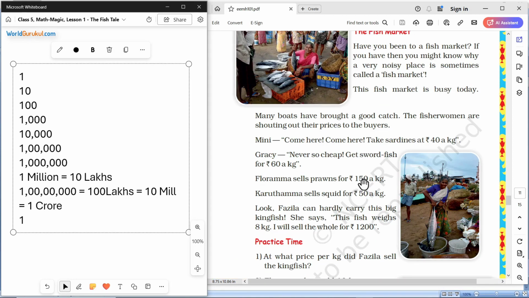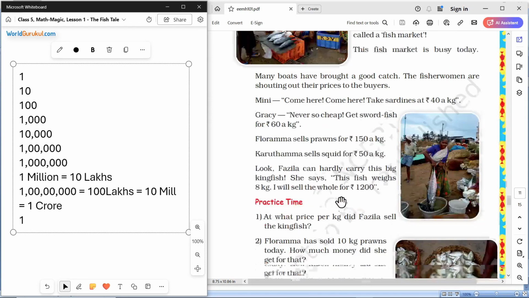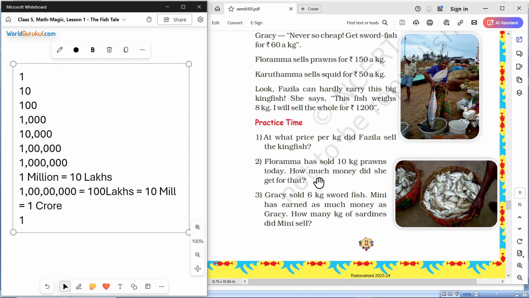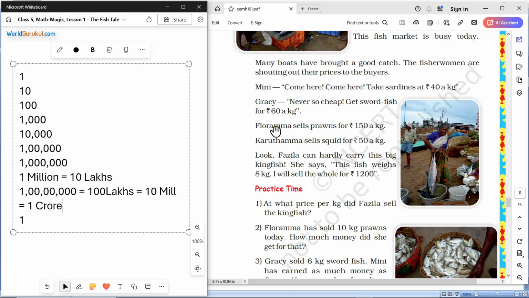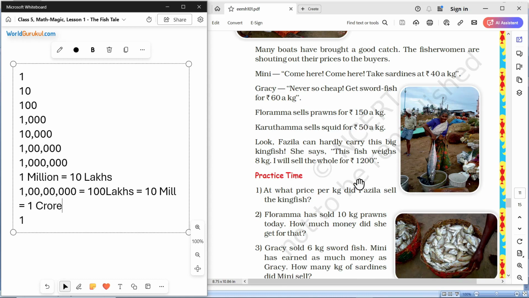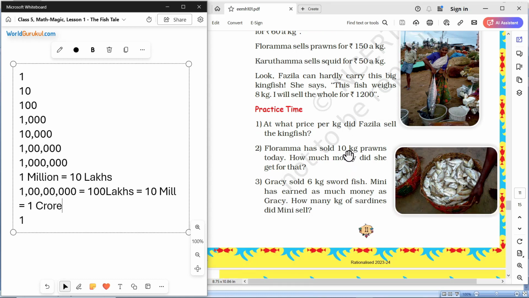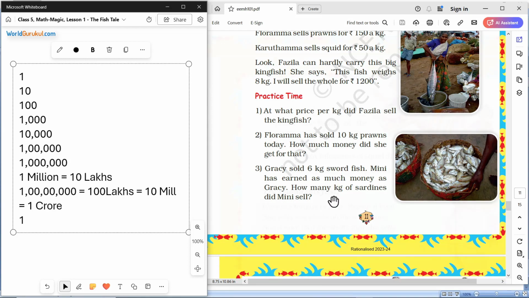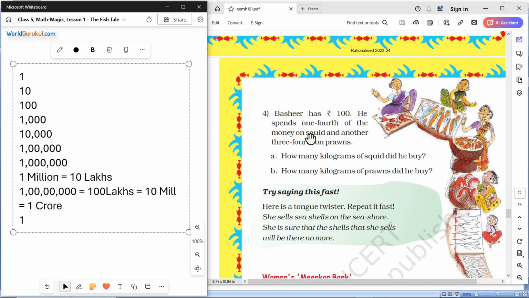You have the rates here, so for 10 kg prawns, how much money are you going to get? Prawns cost 150 rupees a kg, right? 10 kg prawns is going to be 10 multiplied by 150, that is 1500. So you can practice this, it's interesting.